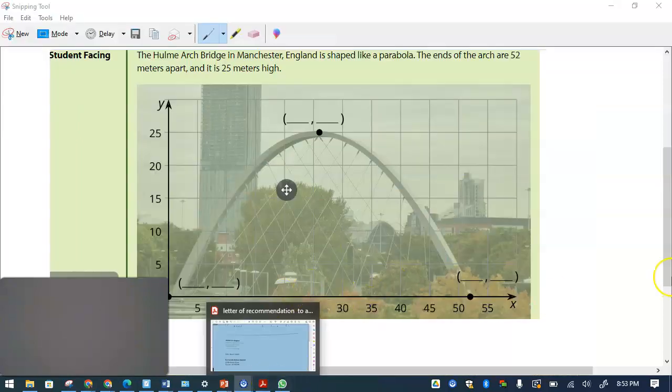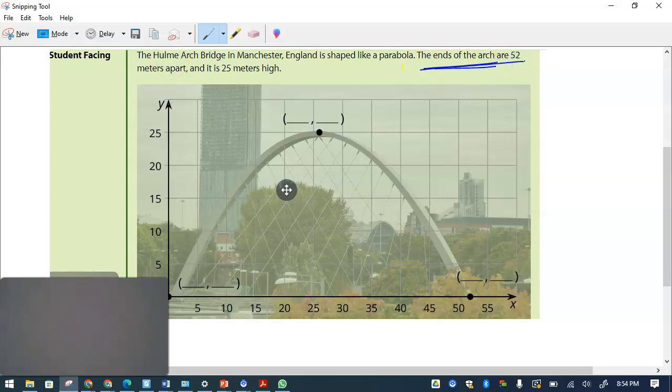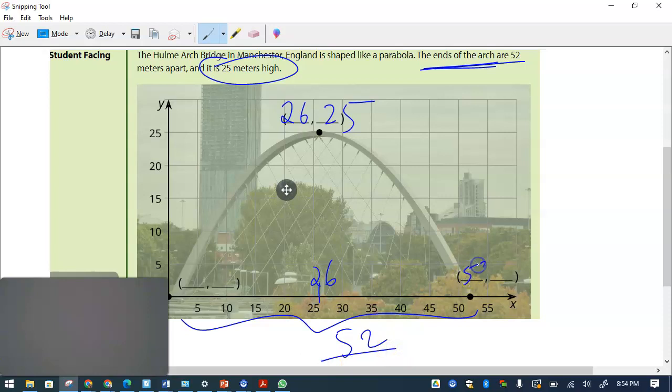So if you see, this was what we did. The ends of the arch are 52 apart, so this was 52, and halfway is 26, somewhere here. If this is 26, then the height was 25. And this distance was 52, and it starts at 0, 0. So the first base of the arch, we begin at the origin.